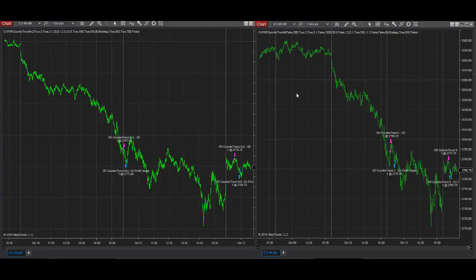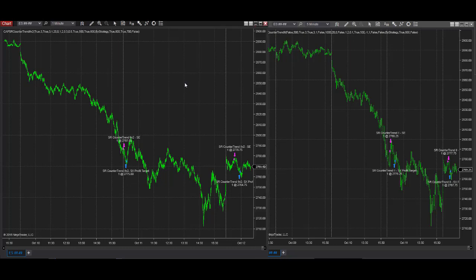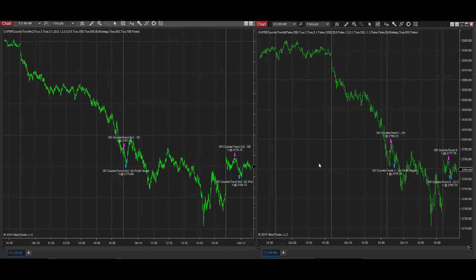SR CounterTrend II is ideal for this type of market that we're in, wide-ranging volatility. In NinjaTrader 8, you see SR CounterTrend II V2 1 minute on the left. Nice short trades, hits profit targets. On the right, SR CounterTrend II, nice short trades, also hitting profit targets.